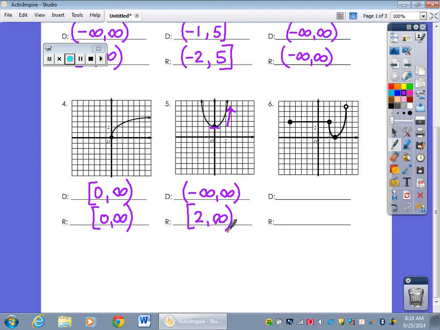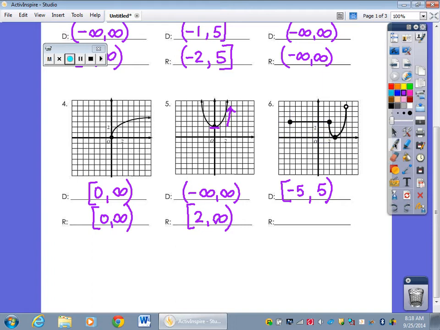Okay, on this one, left to right, it starts here and it ends here. So when you look at your x, it's going to be 1, 2, 3, 4, 5, -5, and you're including it because that's a closed dot. And you're going all the way to +5, and you are not including it because that is an open circle.